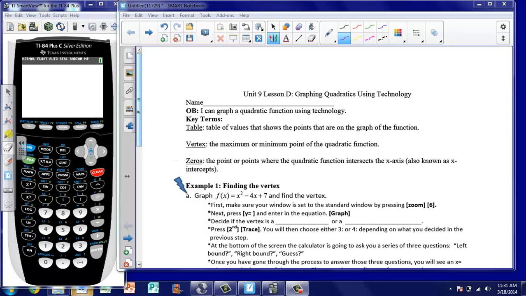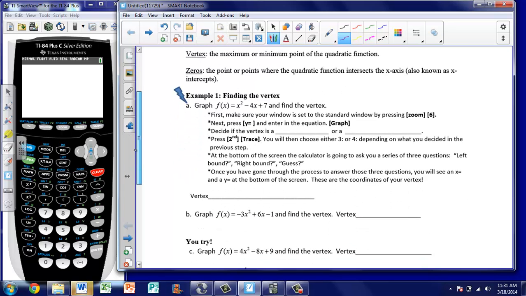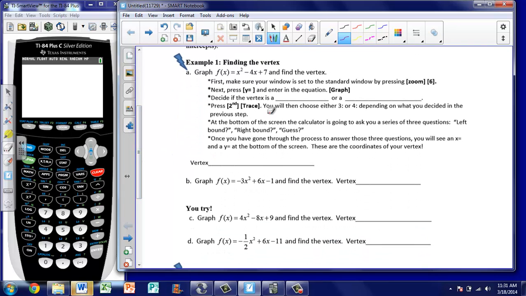So our first example takes us through how we can find the vertex using our calculator. In previous sections, you saw that we did the opposite of b over 2a and then substituted that in to find the vertex. So we did it algebraically. Now we're going to do it on the calculator graphically and let the calculator help us find it. So first thing, it says graph and find the vertex.